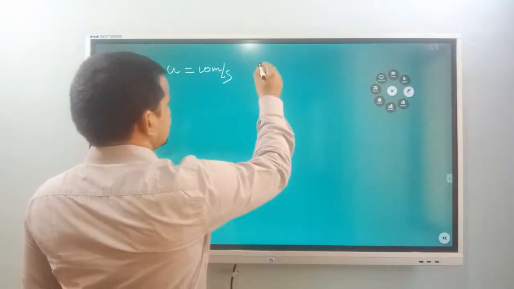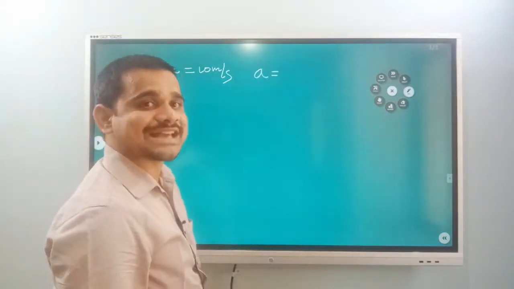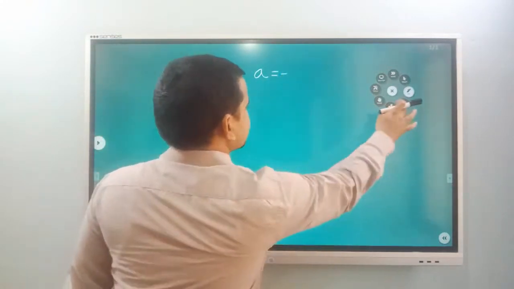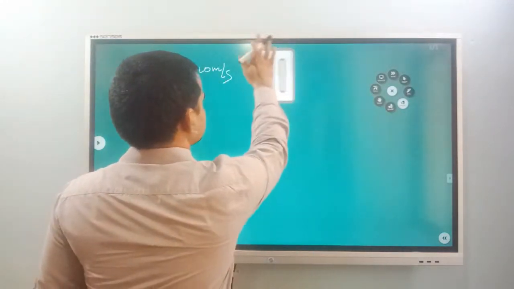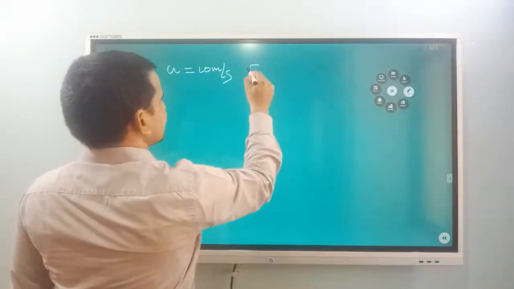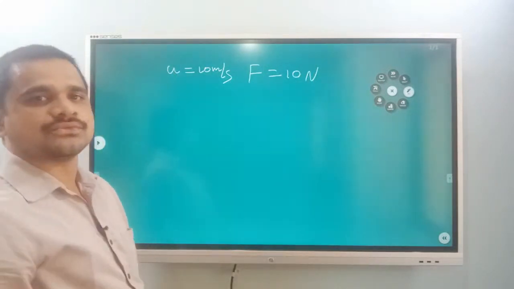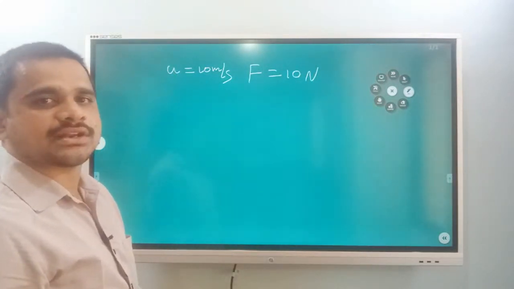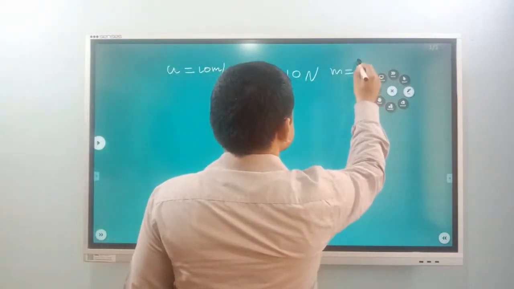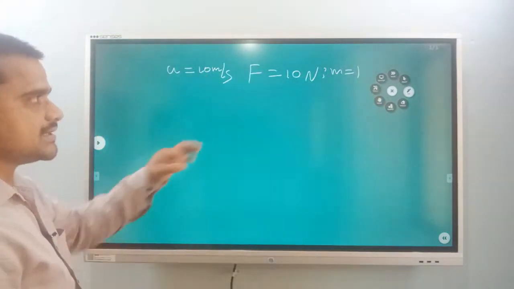Now, some retarding force is acting. What is a retarding force? I'll try to get one more small relation. The retarding force acting here is 10 Newton. 10 Newton retarding force is acting on a body, and the mass is also given here. Mass is 1 kg. Mass of the body is 1 kg.